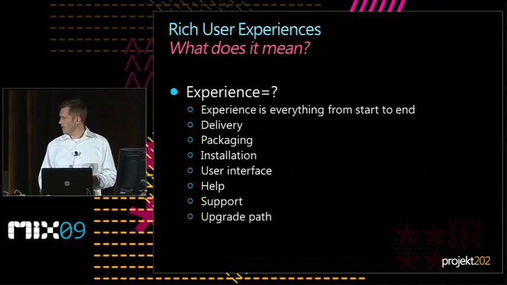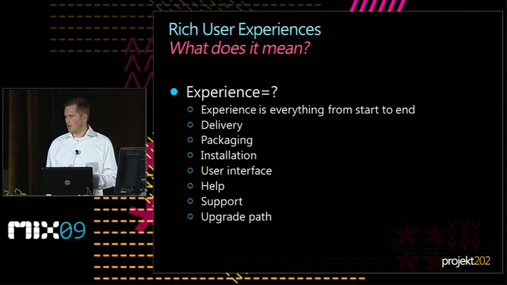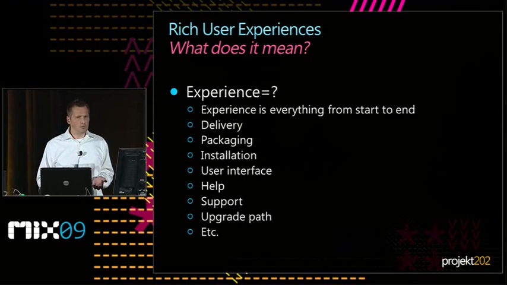Upgrade path, equally important. If you evolve your product, you want to make sure it is flawless, seamless, and works really nicely and well. And then there's et cetera, because there's actually easily 20, 30 more of those bullet points that are experience touch points in the entire story. Obviously, the UI and the product in itself needs to work well.